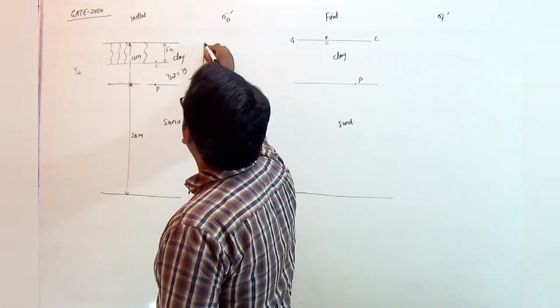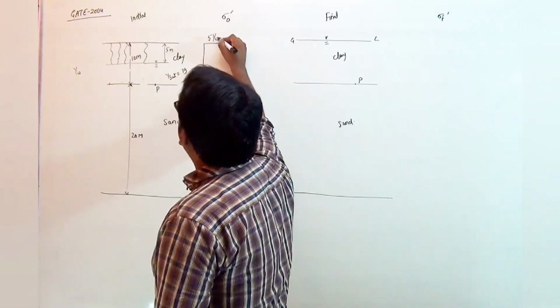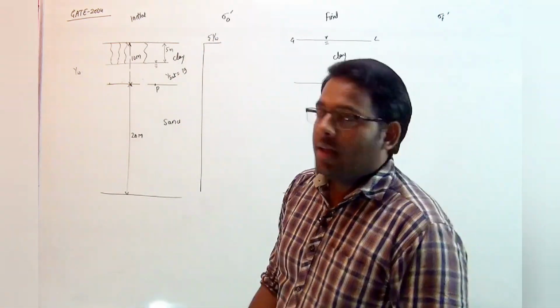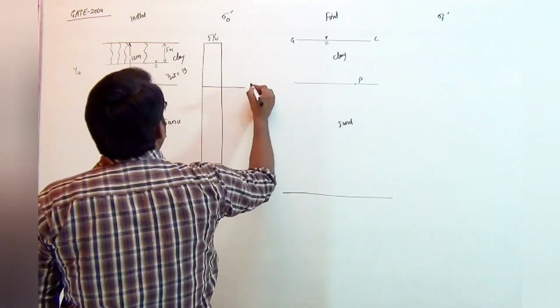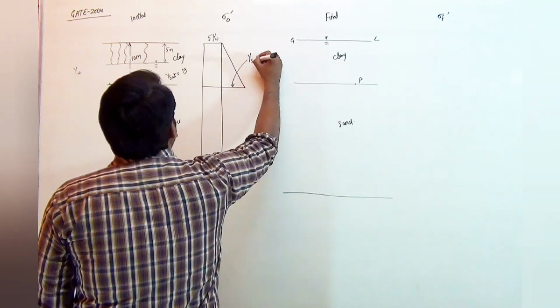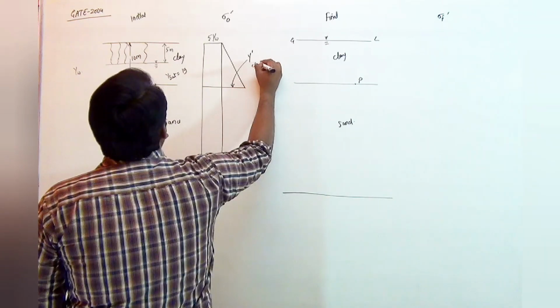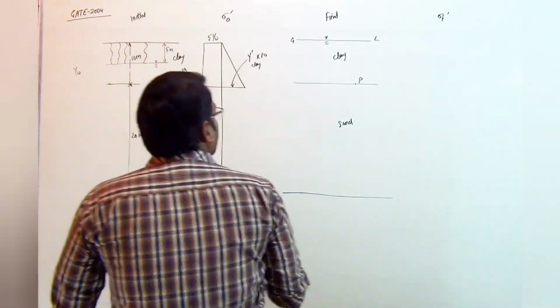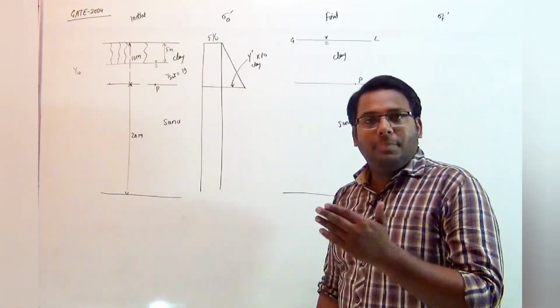So you can say that the effective stress will be equal to 5 into gamma W at the top. And below that, gamma submerged should be used as it was in the previous question. So for the next 10 meter, gamma submerged of clay will be used. And hence this will be the effective stress at point P.